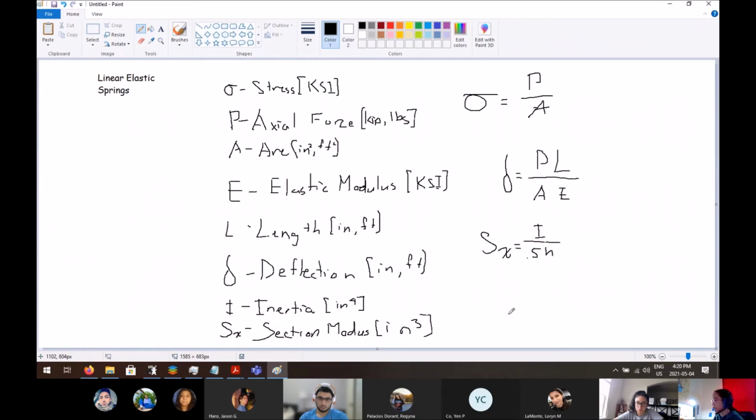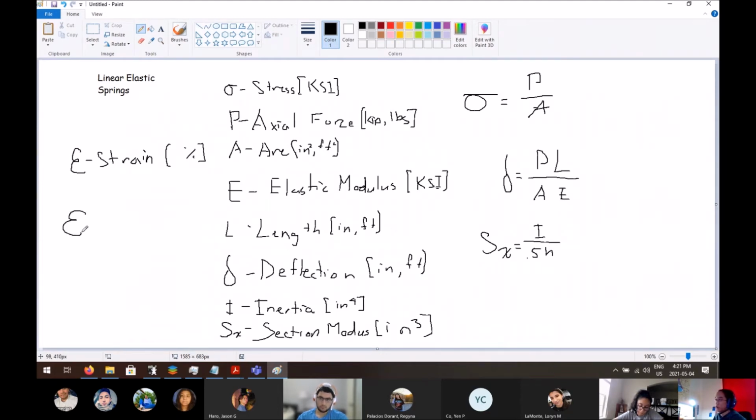Okay, yeah, strain, that's lowercase epsilon. Strain is just deformation from stress. So I'll just show you the formula. It's unitless, so it's almost like a percentage. There are no units for it. It's not measured in kips or feet or inches. It's just a number.